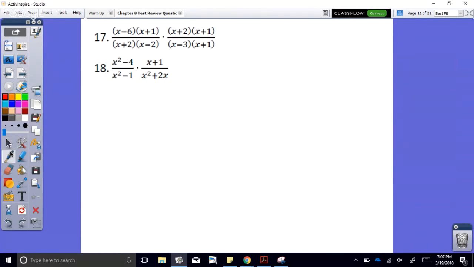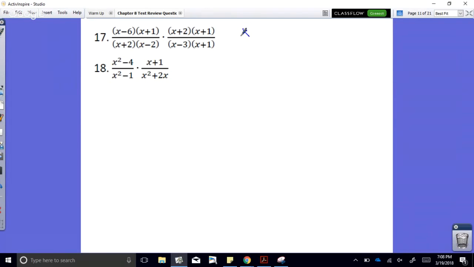Okay, 17, same thing, but we're looking at multiplication. First step would be to factor, but since this first one's in factored form, we can go ahead and jump straight to the restrictions. So again, looking at just the denominators, this plus 2 says that x cannot be negative 2. The negative 2 says x cannot be 2. The minus 3 says that x cannot be 3. And the plus 1 says that x cannot be negative 1.